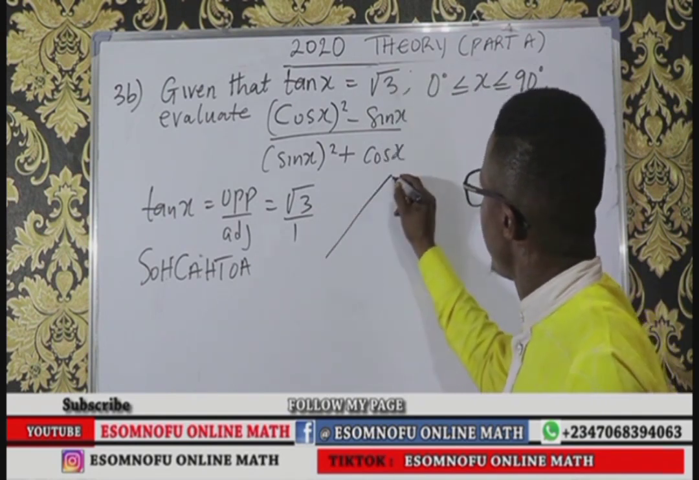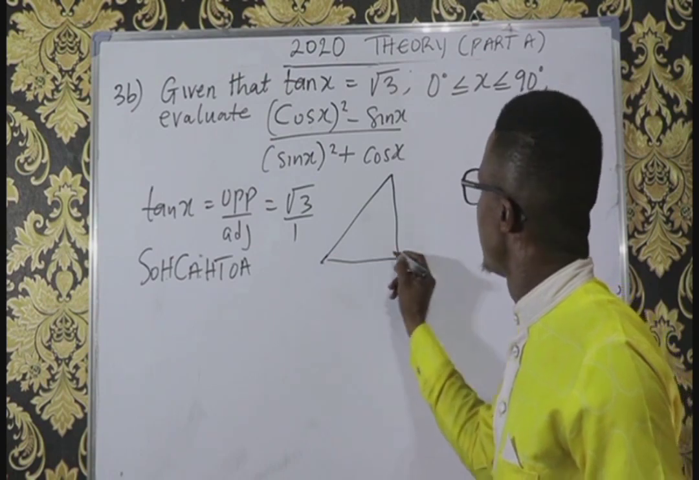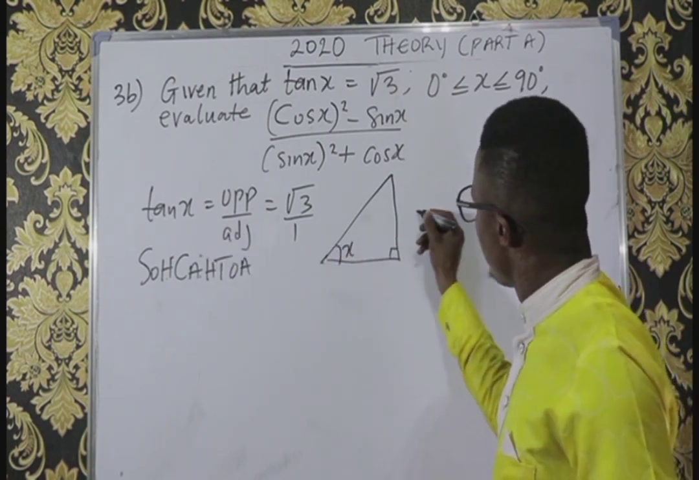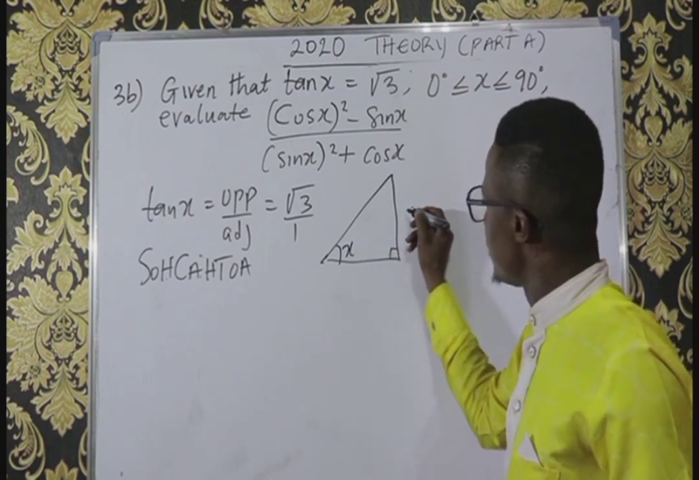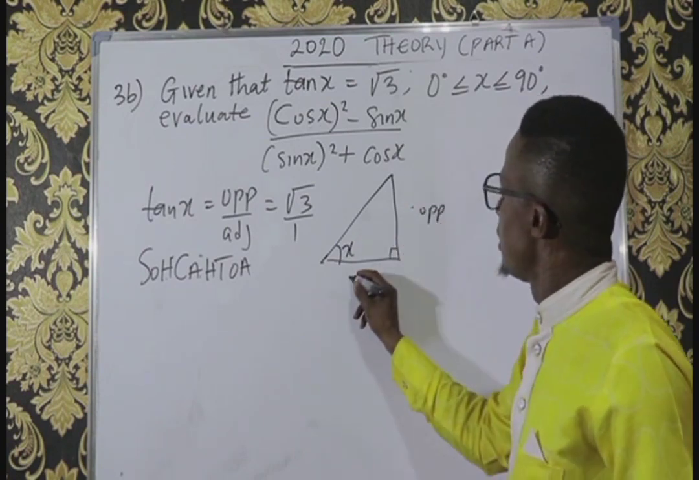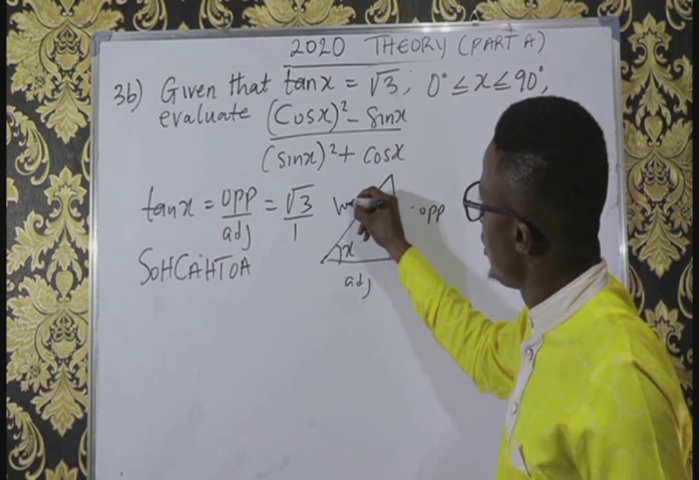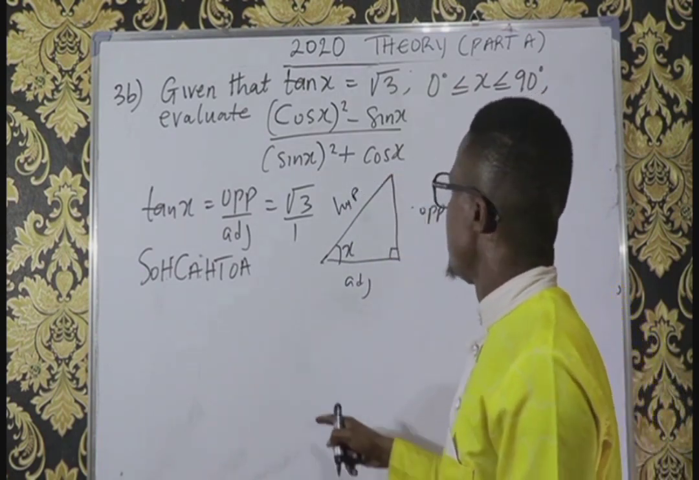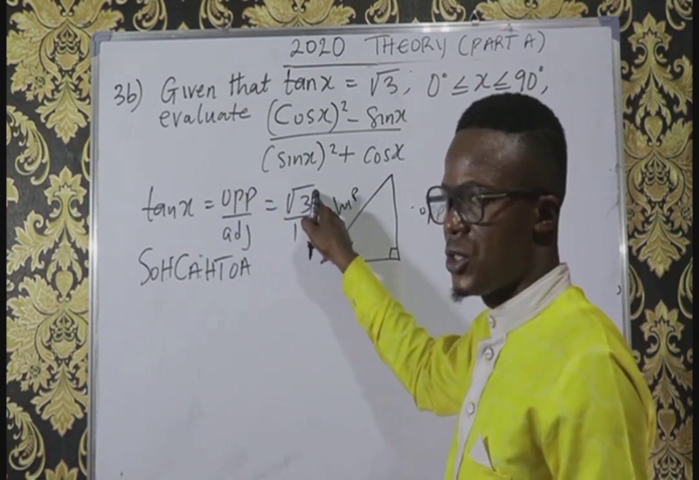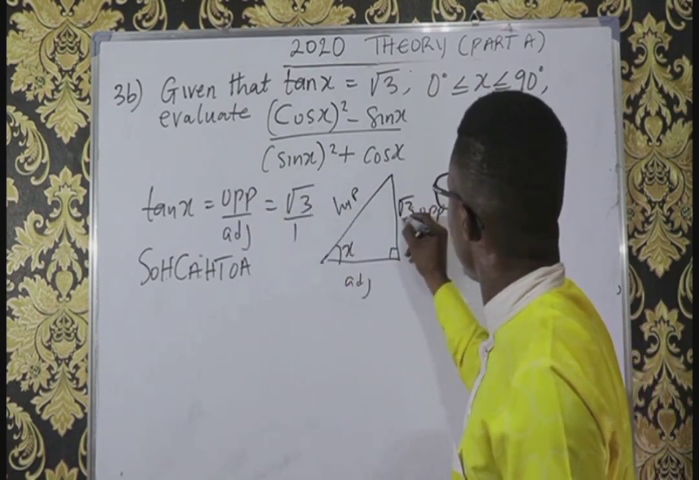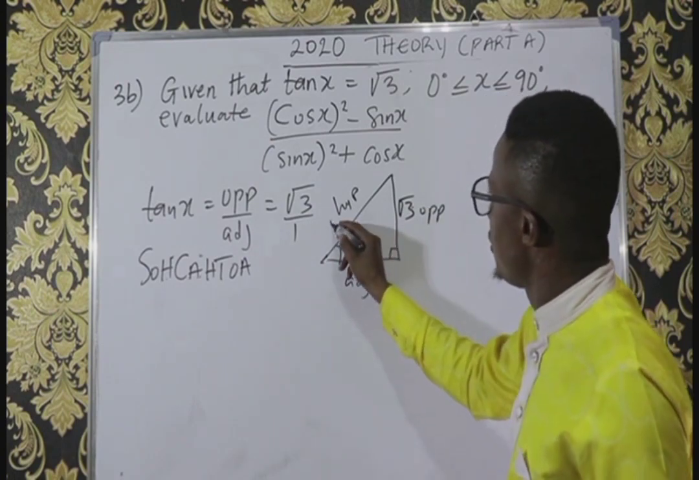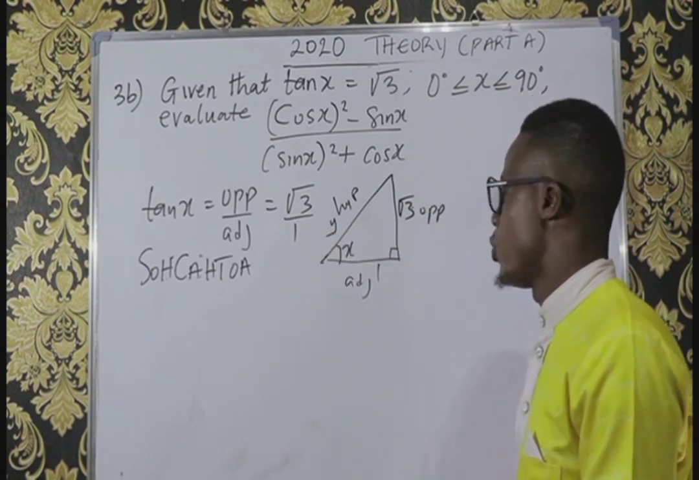If I have a right angle triangle like this, and my angle x is here, for instance, remember the side facing the angle is the opposite. So here is opposite, here is adjacent, while the longest side is hypotenuse. So my opposite is now √3, so here is √3. Adjacent is 1, so here is 1. But I don't know the hypotenuse. I can call it y.